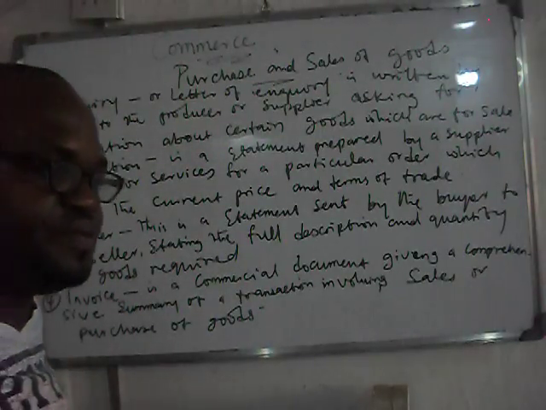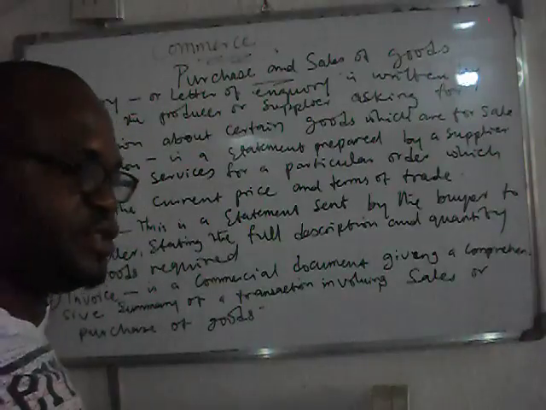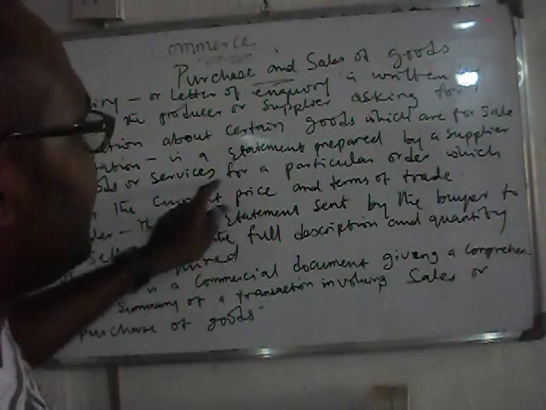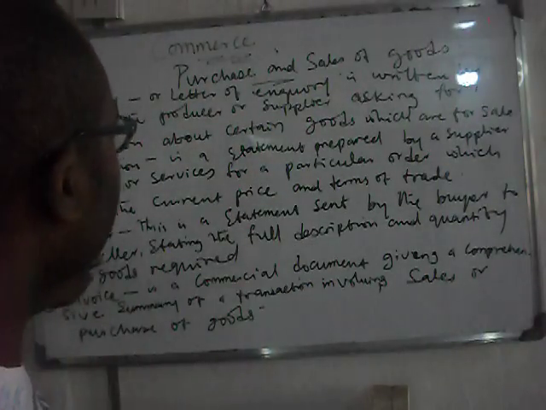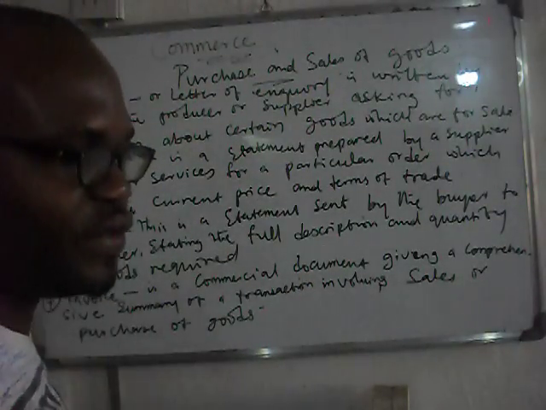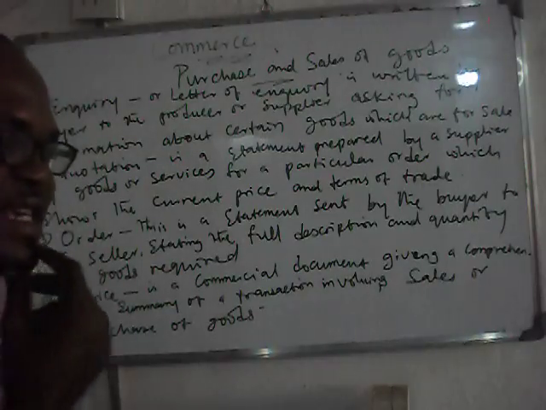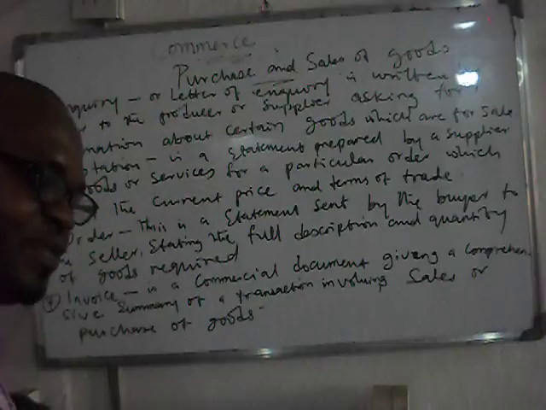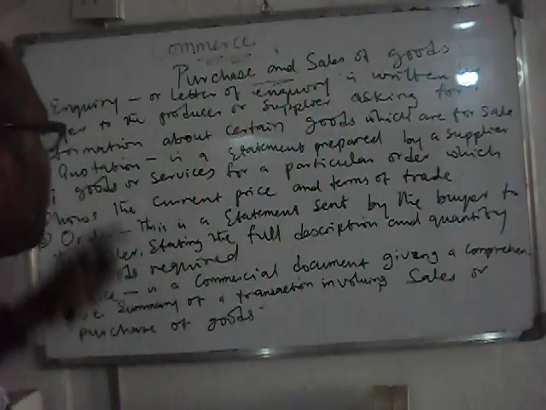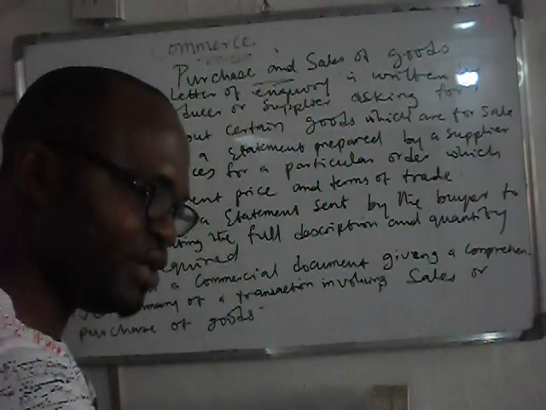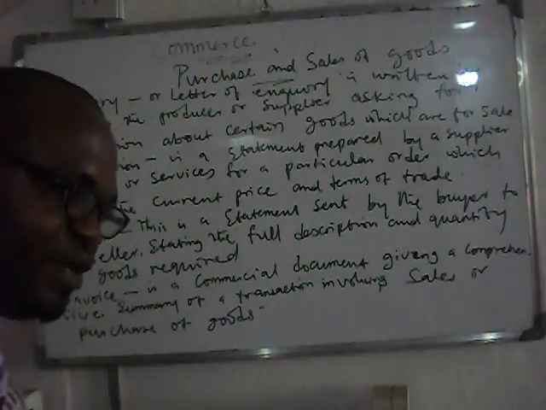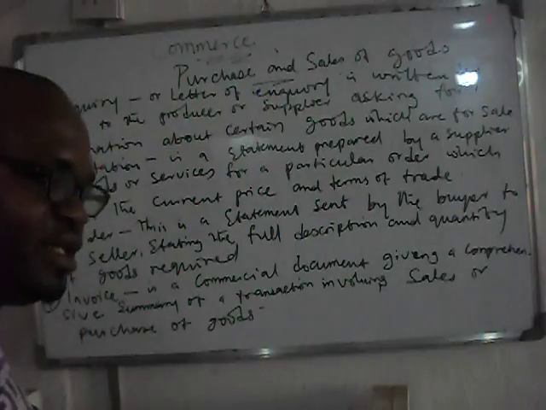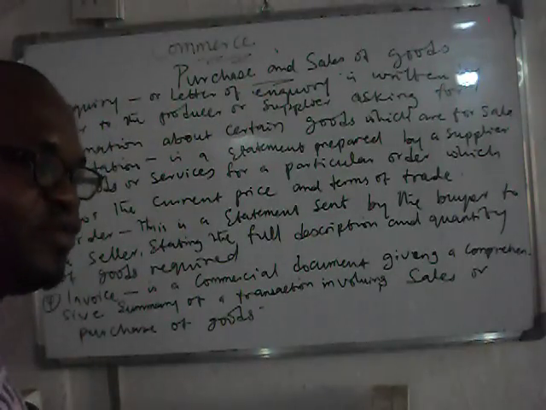What is quotation? Quotation is a statement prepared by the supplier of goods or services for a particular order which shows the current price and terms of trade. You understand? If you're a supplier or you're a producer and you want to supply to a customer, you need to send what we call quotation to that customer. You understand? That quotation will indicate the prices of those goods you want to supply to him. He will look at it and know that, yeah, this is the price of this good.